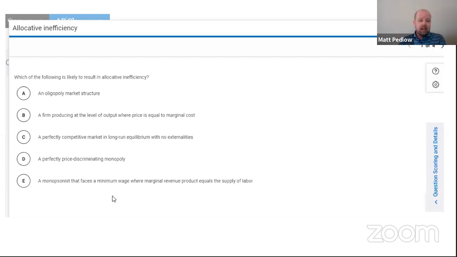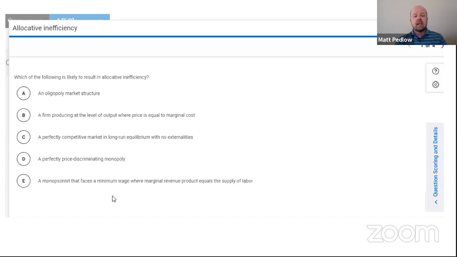That can't be right. D, a perfectly price discriminating monopoly. So in a perfectly price discriminating monopoly, which we'll get to here in a couple of weeks, they set the quantity, guess where? At allocative efficiency. There's no consumer surplus, but there's also no deadweight loss. They charge consumers every single price they're willing to pay.